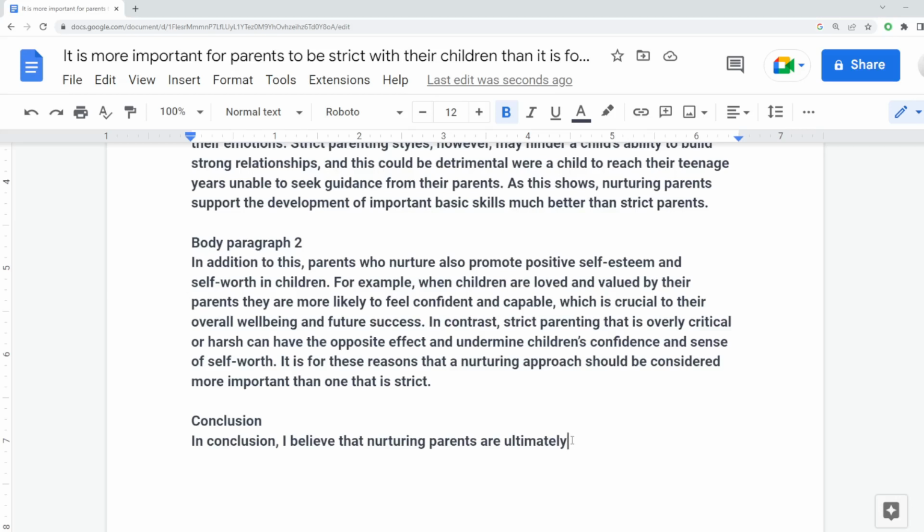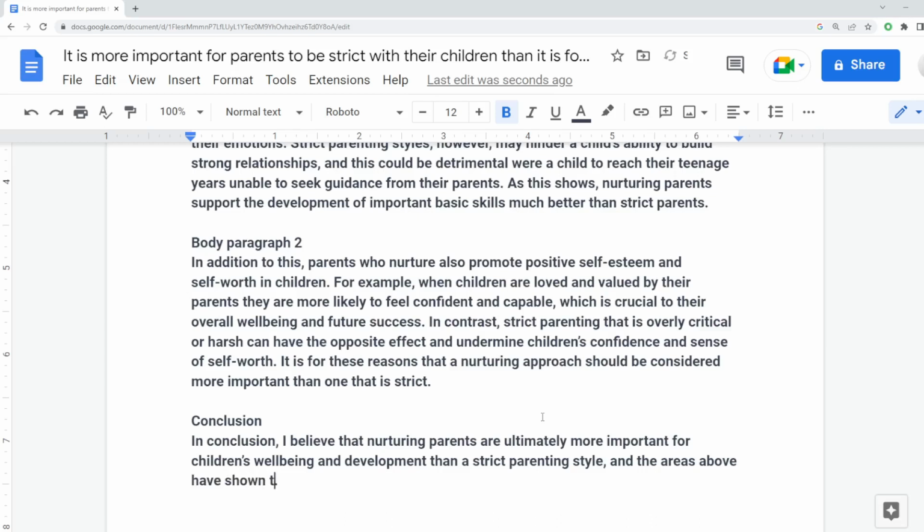In conclusion, I believe that nurturing parents are ultimately more important for children's well-being and development than a strict parenting style, and the areas above have shown this clearly.